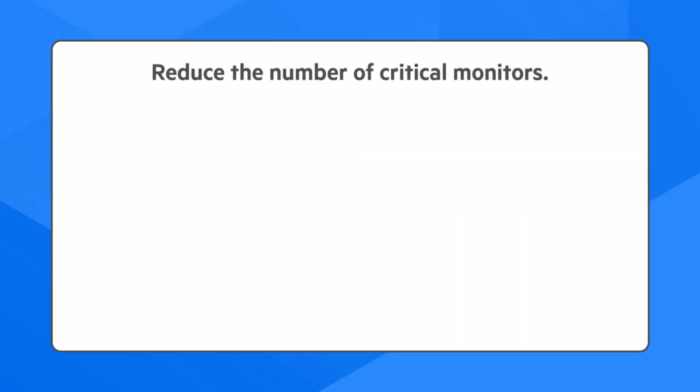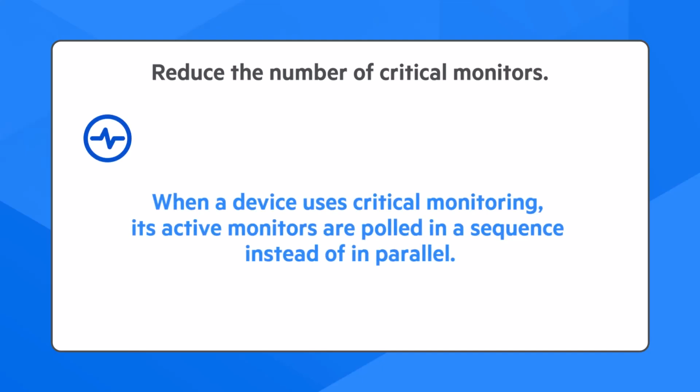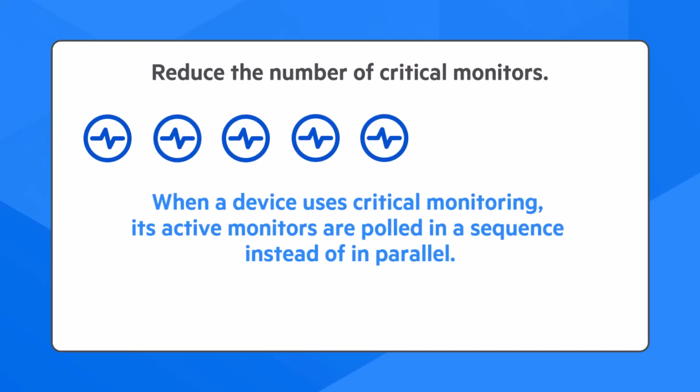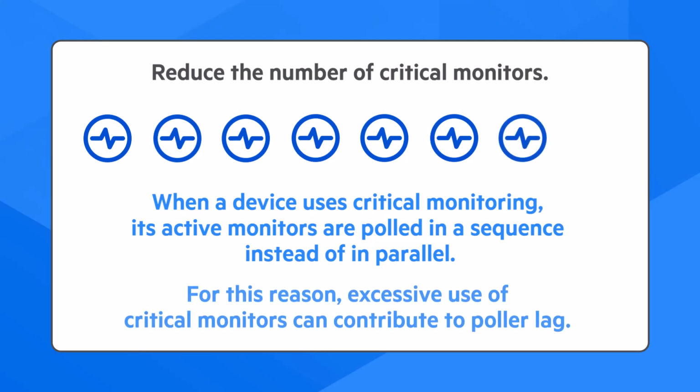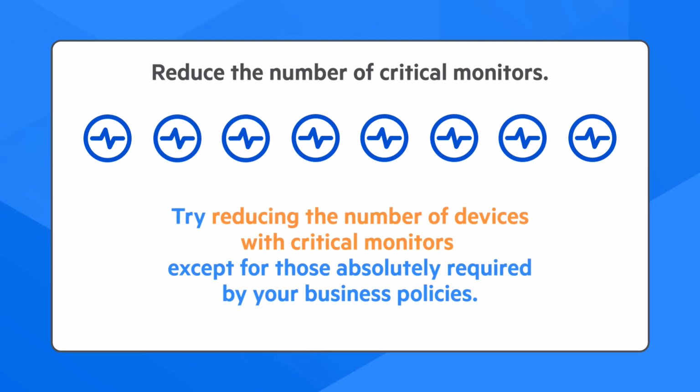Reduce the number of critical monitors. When a device uses critical monitoring, its active monitors are polled in a sequence instead of in parallel. For this reason, excessive use of critical monitors can contribute to poller lag. Try reducing the number of devices with critical monitors except for those absolutely required by your business policies.